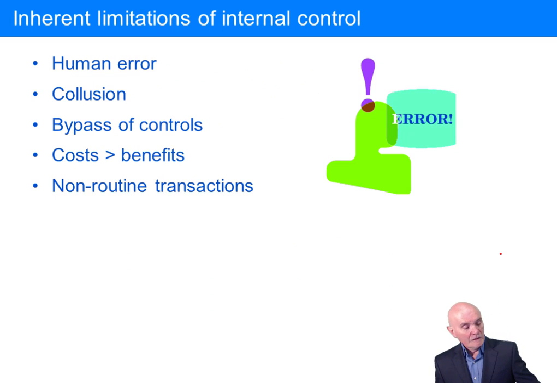Even in well-designed internal control systems, even in the best regulated companies, nevertheless there will be inherent limitations on internal control. They are not a guarantee that absolutely everything has worked perfectly. And first of all, there is human error. So I raise an order, maybe with the wrong part number. I'm ordering the wrong part.